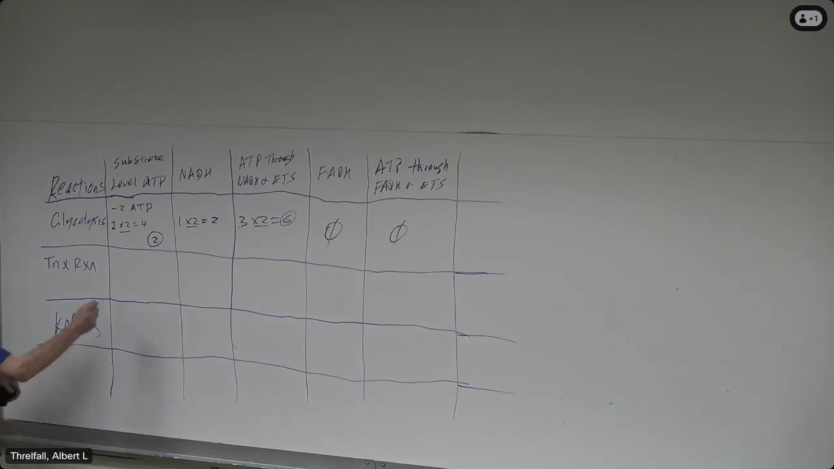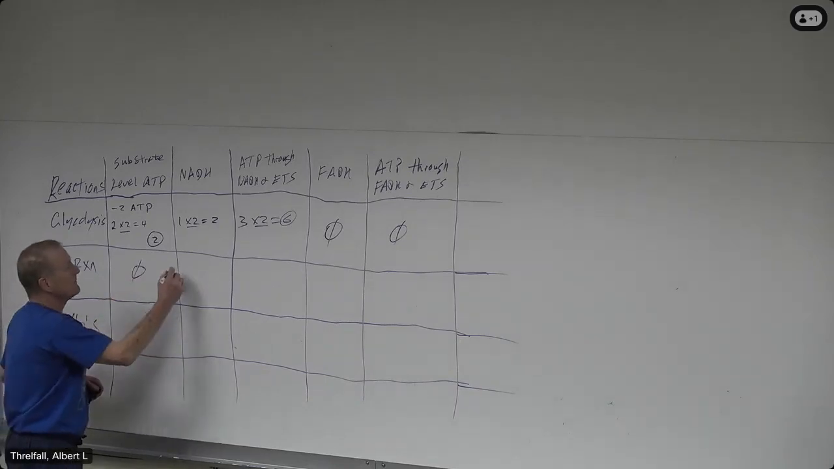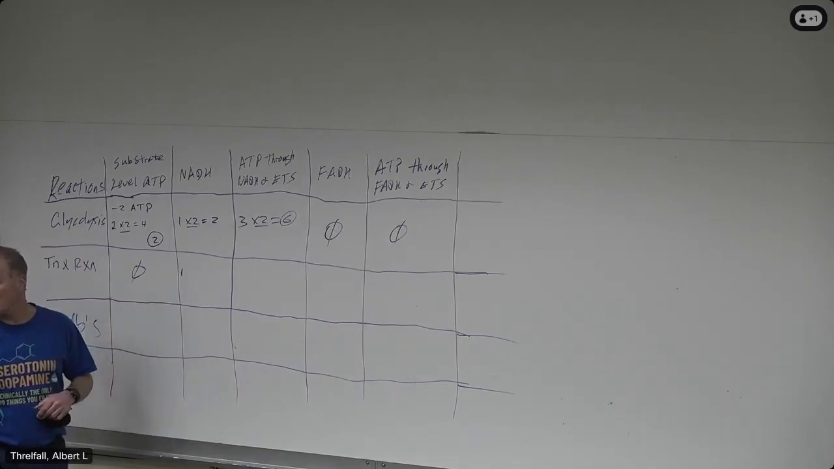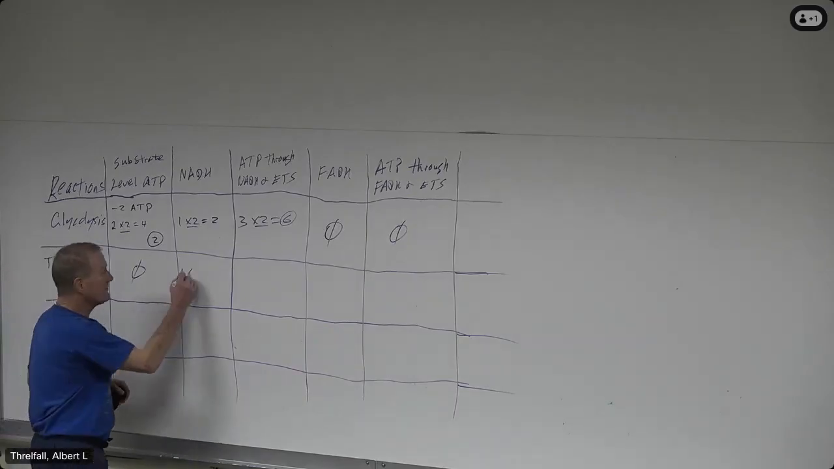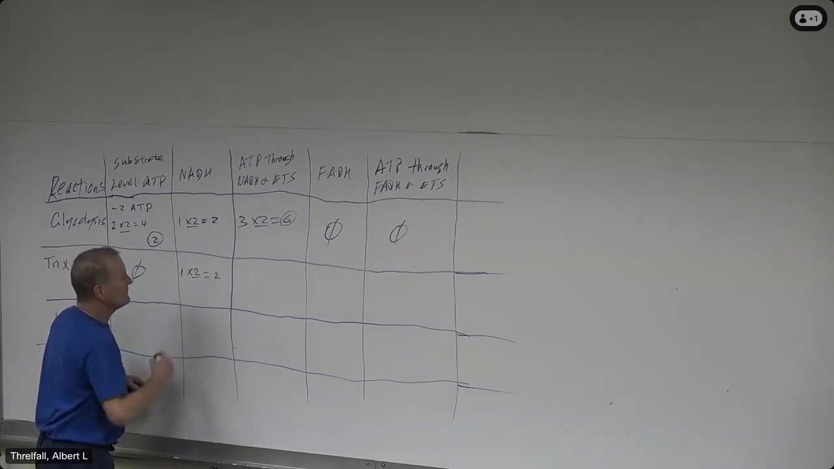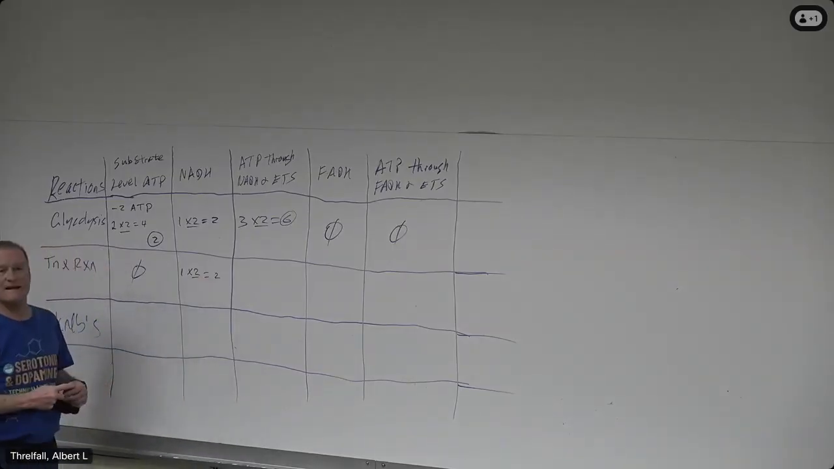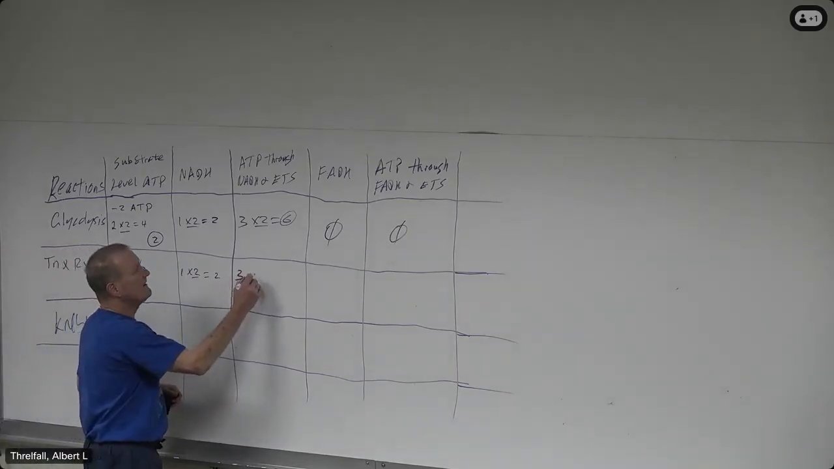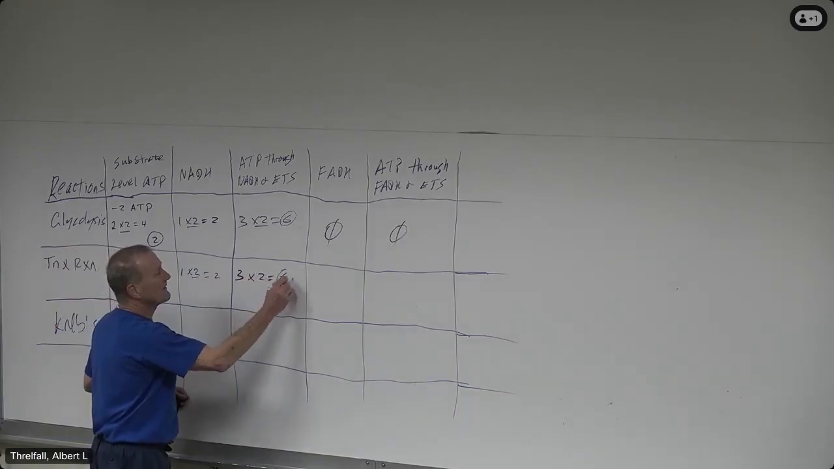So you didn't make any substrate level. You made one NADH, but there's 2 transition reactions, right? So times 2 equals 2. That's 2 NADHs. That's not ATP, so we don't circle that. Each of those NADHs is worth 3 times 2 gives us 6.